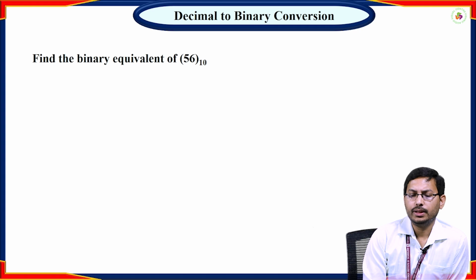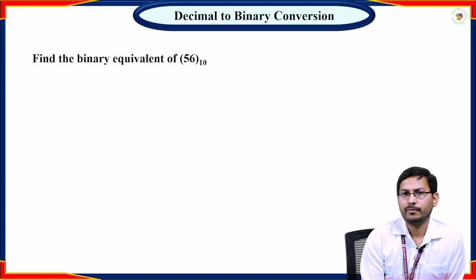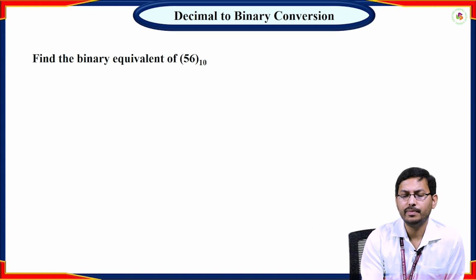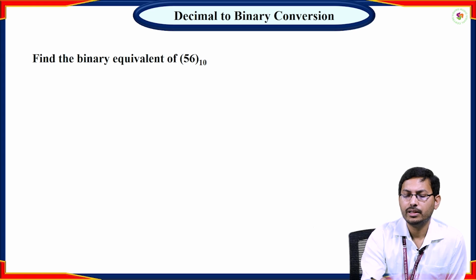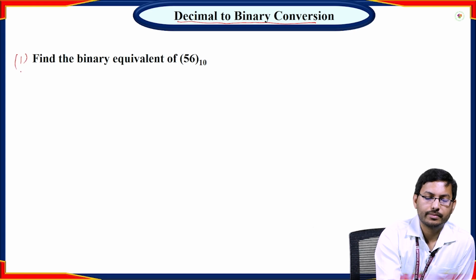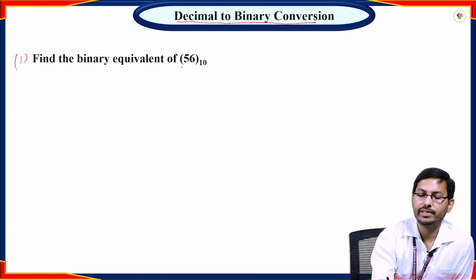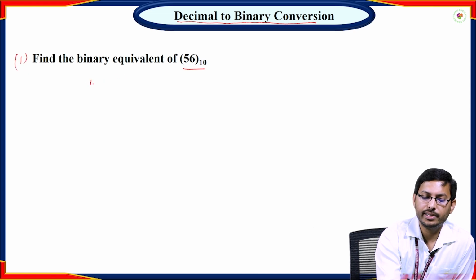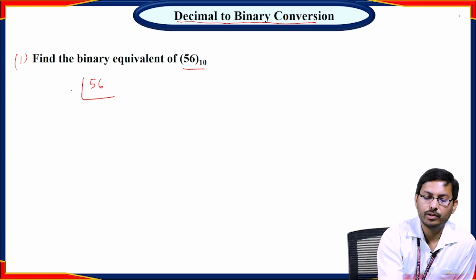Now, coming to the conversion from one number system to another number system, let us start with the first one. First, take decimal to binary. Let us take one example here: find the binary equivalent of 56 in base 10. This is the binary conversion, so we keep dividing this number by 2.